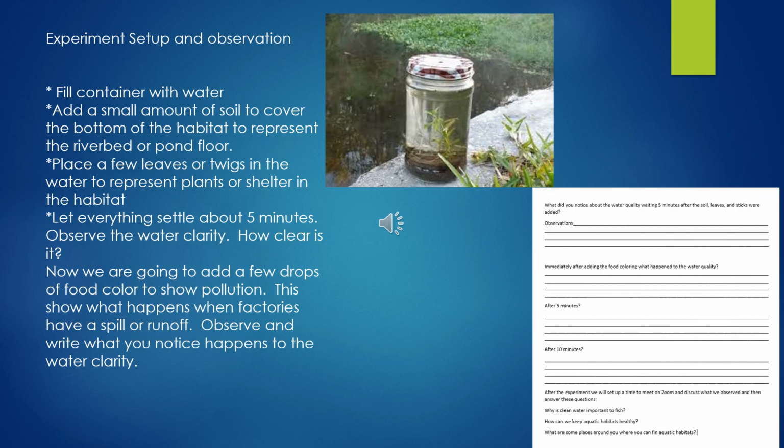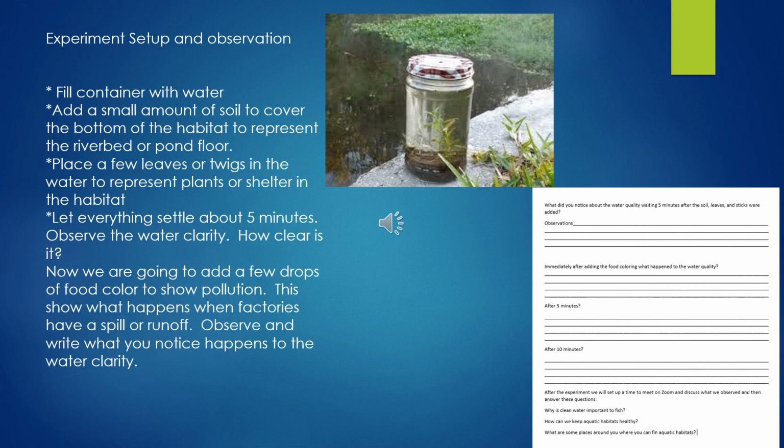Now we're going to start our experiment. Go ahead and fill up the container that you found around your house with water. Then I want you to add a small amount of soil to the bottom to simulate the riverbed or the pond floor. Place a few leaves or twigs in the water to represent plants or the natural elements that are found in the habitat that the fish use for shelter.